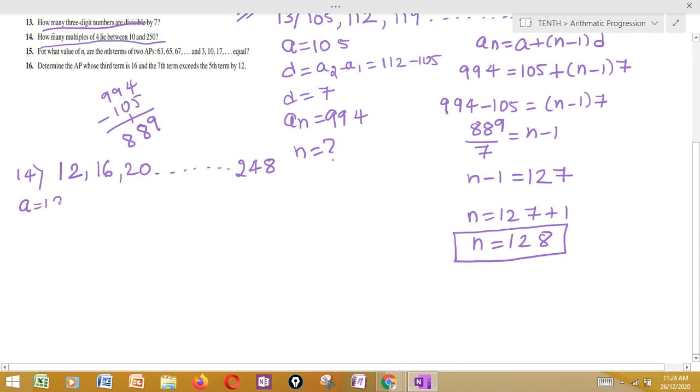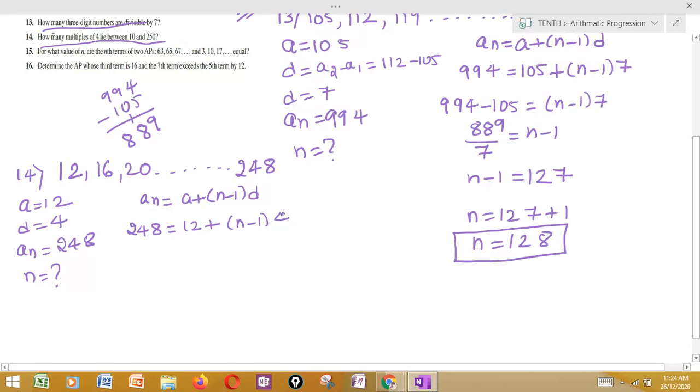What is a? 12. What is d? 4. What is the last term a_n? 248. What do I need to find? Yes, n. What is your formula? a_n is equal to a plus (n minus 1) into d. What is a_n? 248, the last term. What is the first term? 12, plus (n minus 1). d is how much? 4.